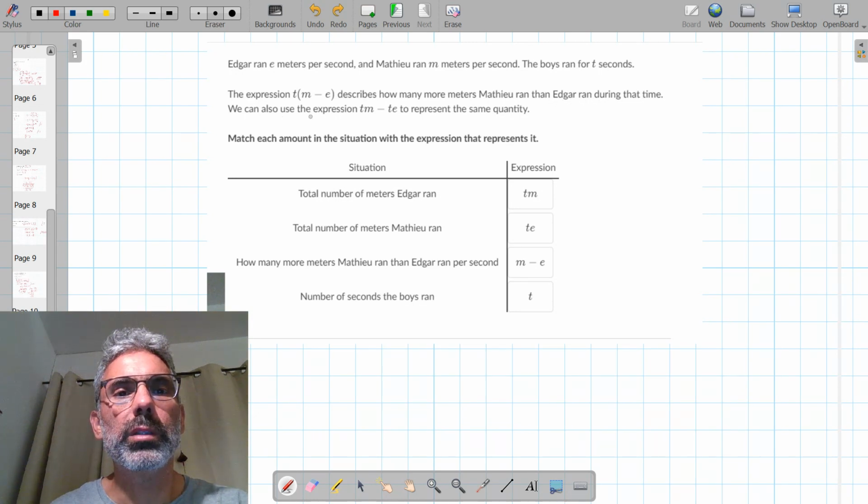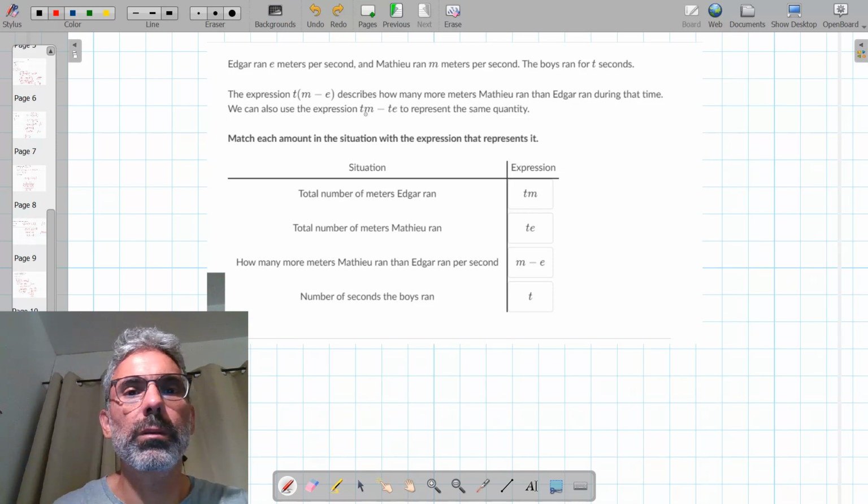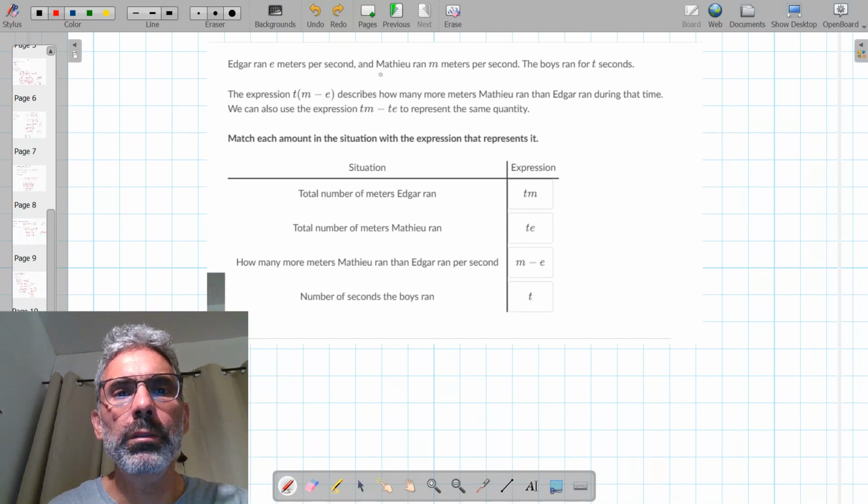We can also use the expression tm minus te to represent the same quantity, because we apply the distributive property. Okay, t times m, tm, is the number of meters that Matthew ran. Okay, because t, number of seconds, times m, the number of meters that Matthew ran, minus t, the number of seconds, times e, the number of meters that Edgar ran. Okay.